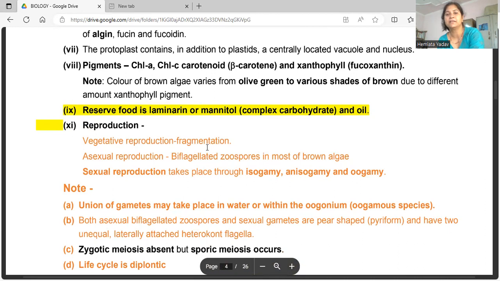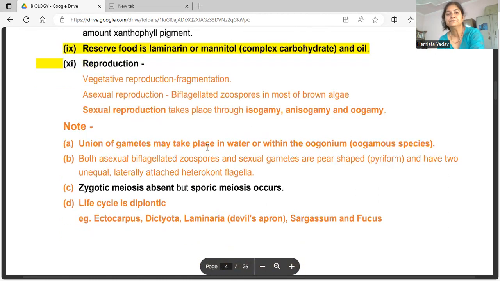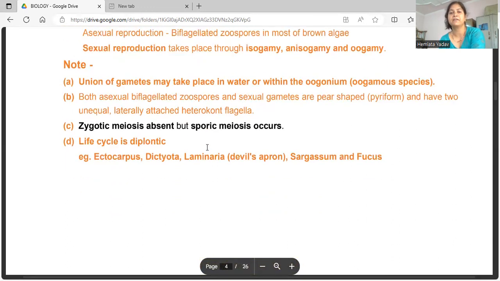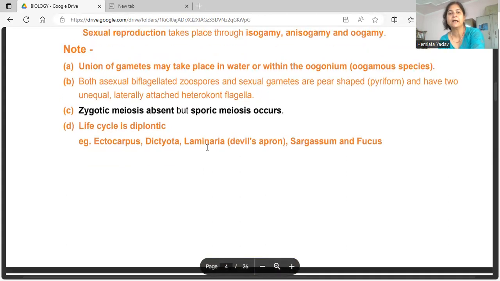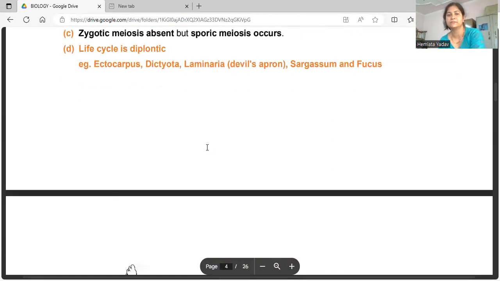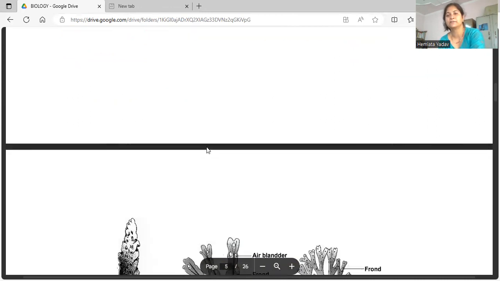Protoplast containing, in addition to plastid, a centrally located vacuole and nucleus. Pigments: chlorophyll a, chlorophyll c, carotenoids, beta carotenes, xanthophylls, fucoxanthin. These are the pigments. Reserve food is mannitol and laminarin in the brown algae. Reproduction is by vegetative propagation, by fragmentation, and asexual biflagellated zoospores are there in brown algae. And sexual reproduction takes place by isogamy, anisogamy and oogamy. Union of gametes may take place in the water or within the oogonium, oogamous type, and zygotic meiosis is absent, but sporic meiosis is present in the brown algae. Life cycle is diplontic. Examples: Ectocarpus, Dictyota, Laminaria, Sargassum, called devil's apron, and Fucus.